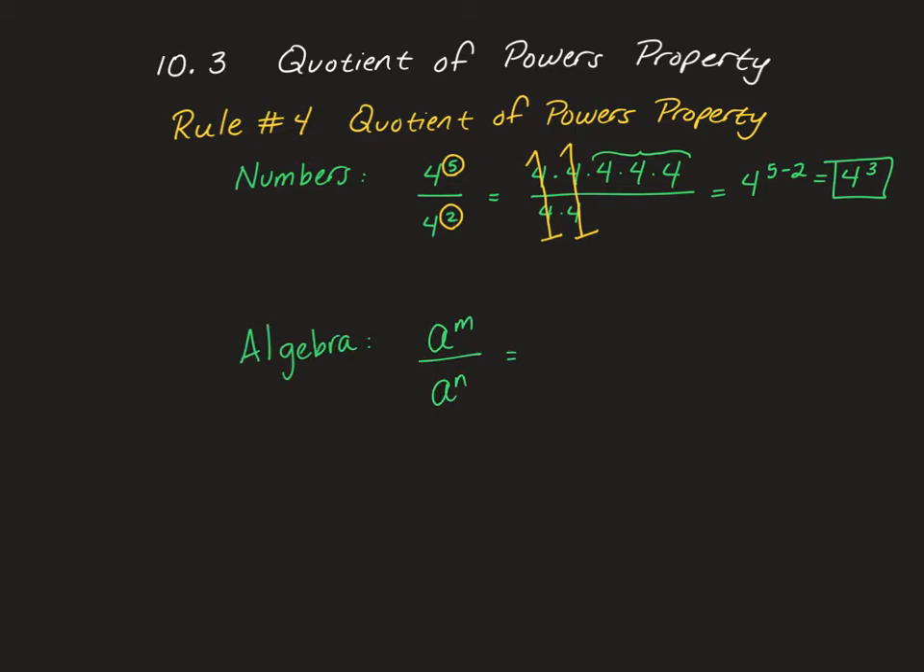So in algebra, if we had a to the power of m divided by a to the power of n, you'll notice that we have the same base here, so we have to have the same base. And then what we would do with the exponents is subtract them. So the answer to this would be a to the power of m minus n. And that is our rule of quotient of powers property.